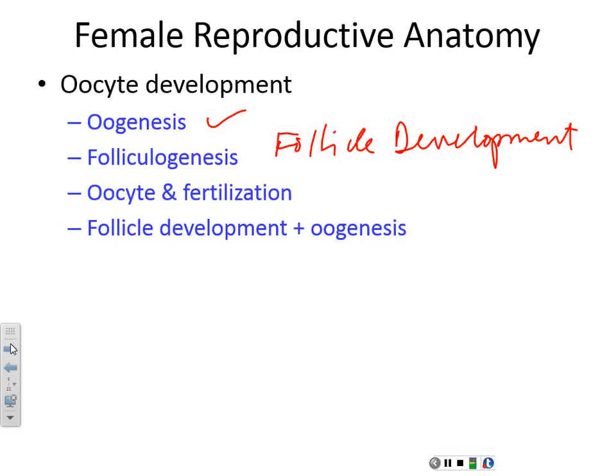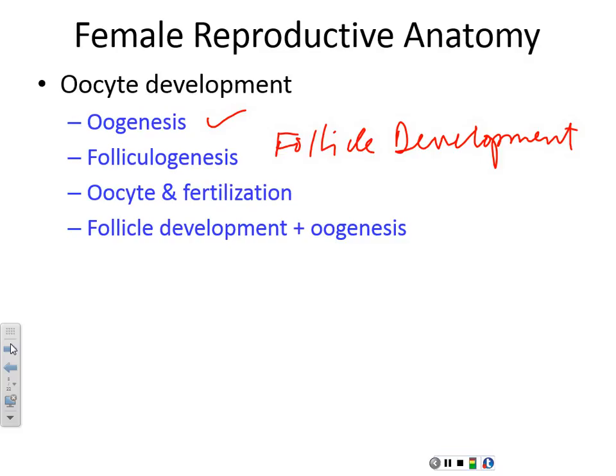Then you talk about what? You get the primordial follicle, which will be the primary oocyte surrounded by flat squamous granulosa cells, right? That's the primordial follicle. Then the primordial follicle becomes the primary follicle when that single layer becomes cuboidal. And it's also covered by the zona pellucida, the membrane of the egg cell. That's when it's the primary follicle.